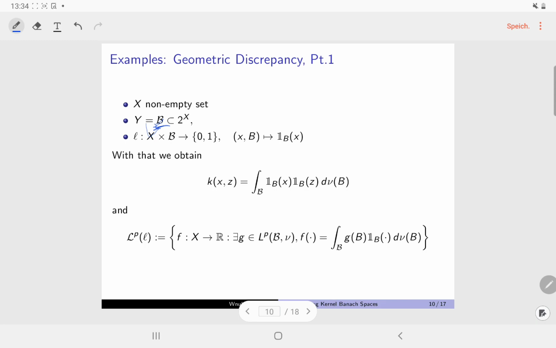Now, the integral kernel we are considering right now is of a very simple form. It takes a point x and a set B from the family, and it returns the characteristic function of B applied to point x. That is, it returns 1 if x is in B and 0 otherwise. With this, we may build up a reproducing kernel K.